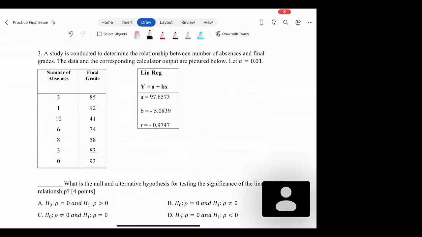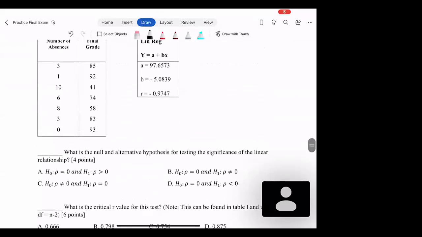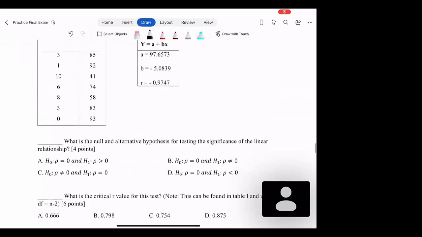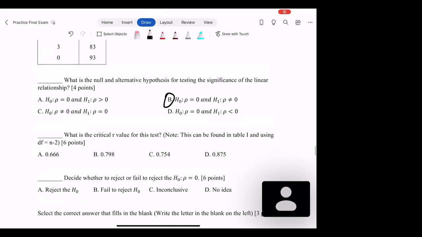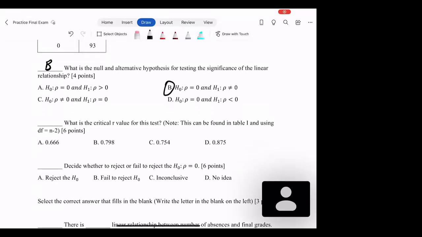So a study is conducted to determine the relationship between the number of absences and final grades. The data and the corresponding calculator output are pictured below. Let alpha equal 0.01. So what is the null and alternative hypothesis for testing the significance of the linear relationship? You say B? That's correct. We're just looking at rho equals 0 indicates there's no linear relationship. Rho does not equal 0 indicates there's a linear relationship. So it is B. If you put C, that's not right. It's the reverse.